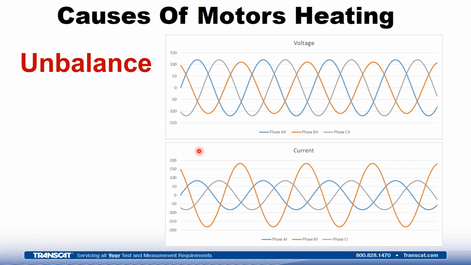Unbalance is another cause of motors to heat. We can see this phase B voltage is slightly lower than phase A and C voltage, and that correlates down here into the current. So just 1% of unbalance in the phase voltages can cause 6 to 10% unbalance in the phase current. This can lead to greater heating effects and individual coils burning up and insulation melting, leading to shorted coils.